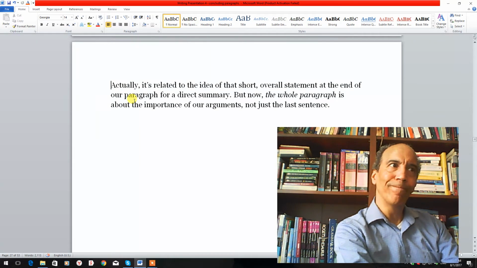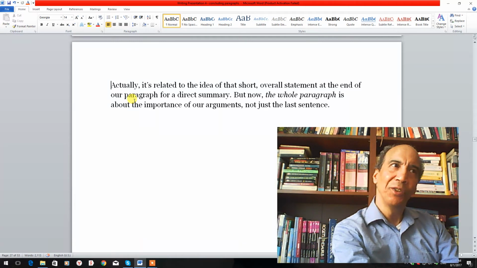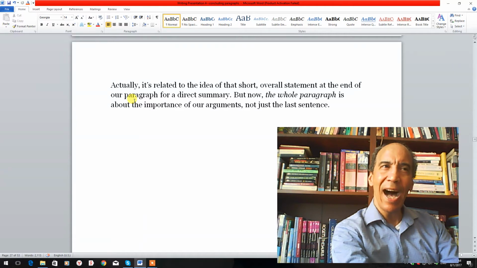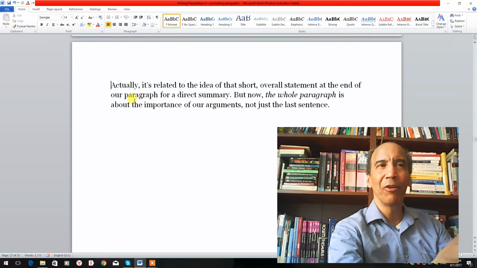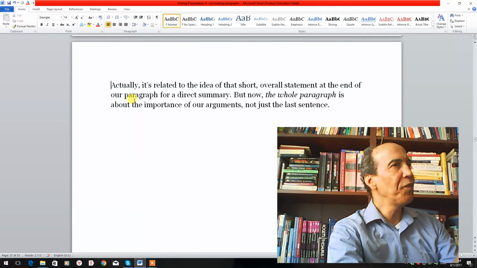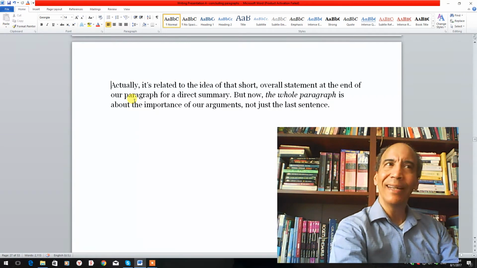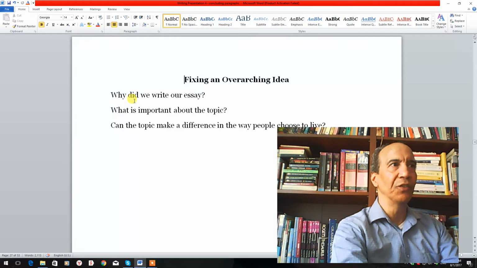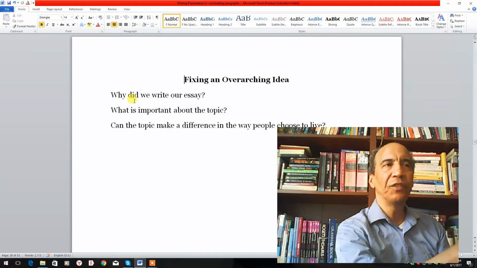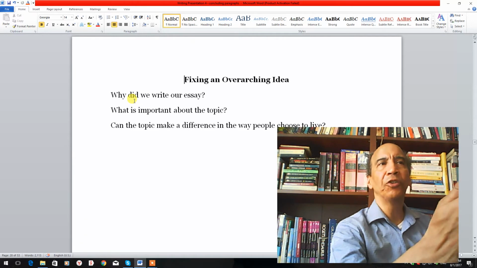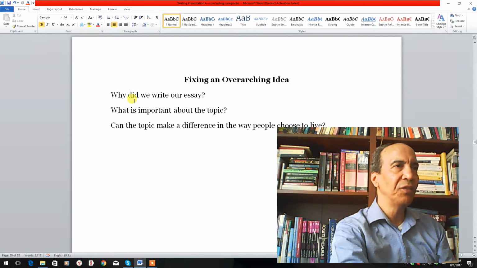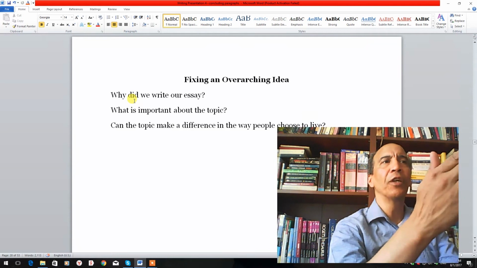Actually, this idea is related to the idea of that short overall statement at the end of our paragraph for a direct summary. But now, the whole paragraph, all of paragraph 4, is about the importance of our arguments, not just the last sentence. I call this fixing an overarching idea. Overarching means general or all-encompassing.